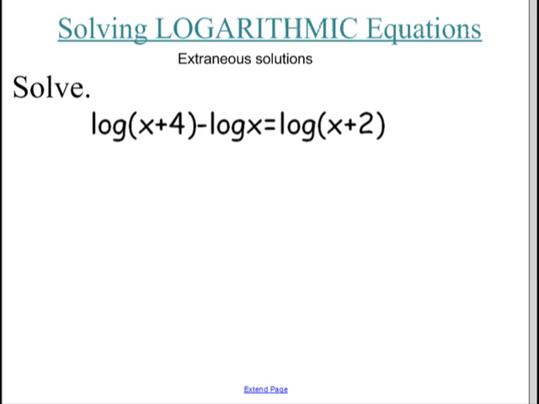Hello everyone, this is Mr. Appel, and today I'm going to show you how to solve log equations and be aware of extraneous solutions.